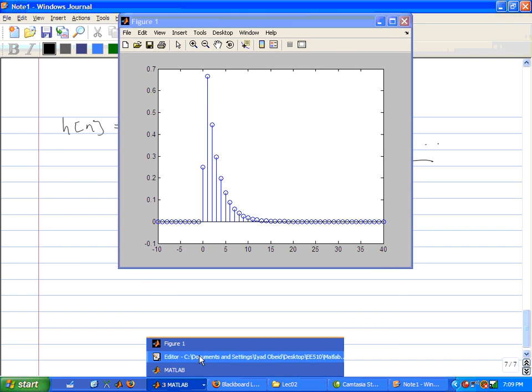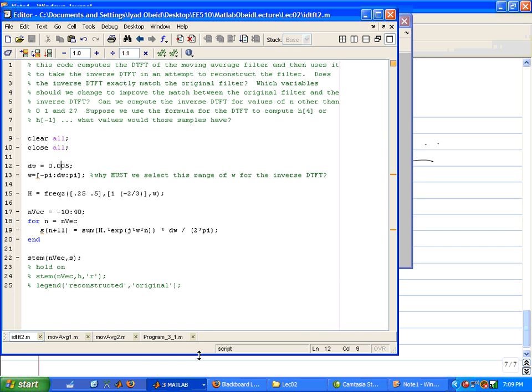I want to do this. So here I have this comment here. Why must we select this range of omega for the inverse DTFT? Why couldn't I have selected, instead of minus pi to pi, why couldn't I have selected 0 to pi? That's kind of a cool question. I like that one.